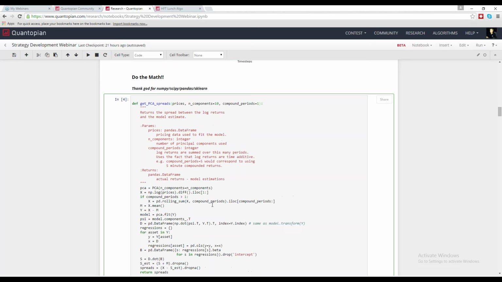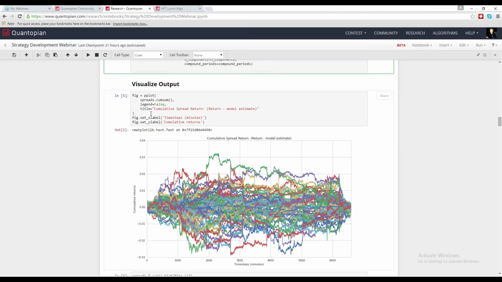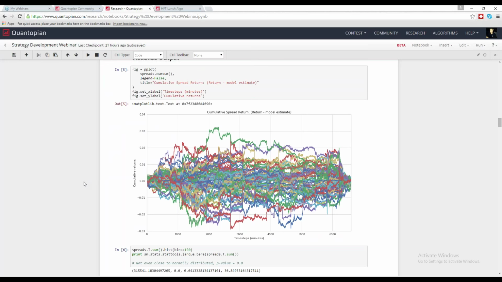And then the very first thing, I used cumulative returns to show this first plot, which is just the sum of the log returns. That's a really nice feature about using log prices, is that you difference them and you've got your return series.